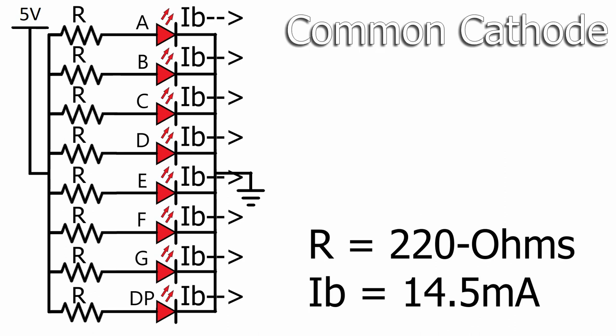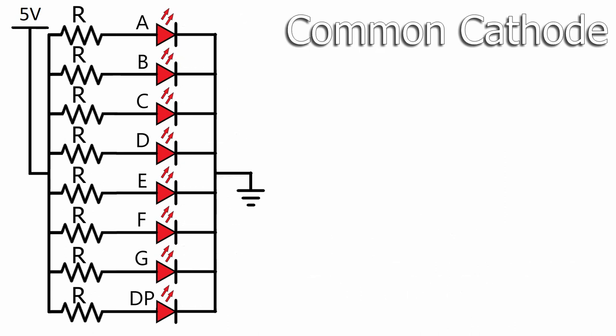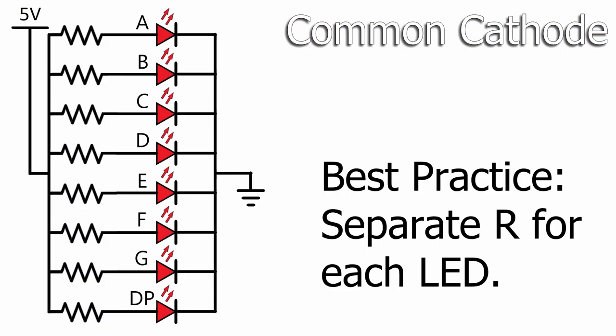Now, if we provide separate 220 ohm resistors to each LED branch, each branch would receive a full 14.5 milliamps of current flow. This time, all the LEDs would show correctly and at the same brightness, regardless of how many are turned on. The takeaway here is that if you want each LED segment to have the same brightness, regardless of how many LEDs are turned on, it's probably best to provide individual resistors to each LED branch.